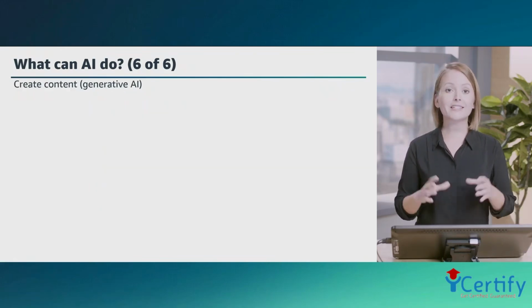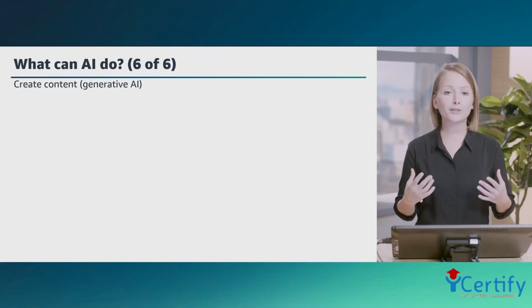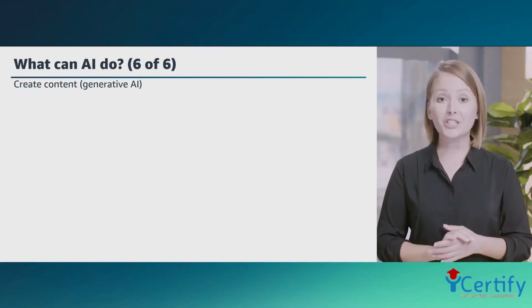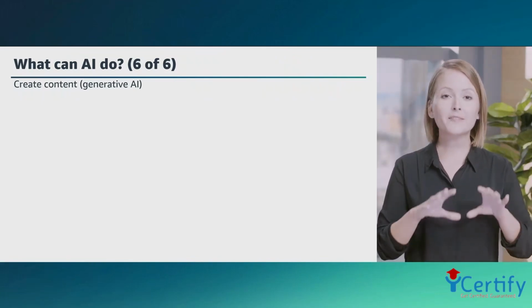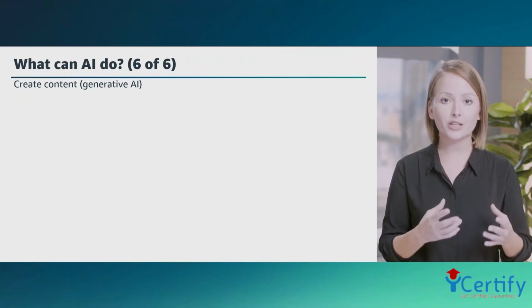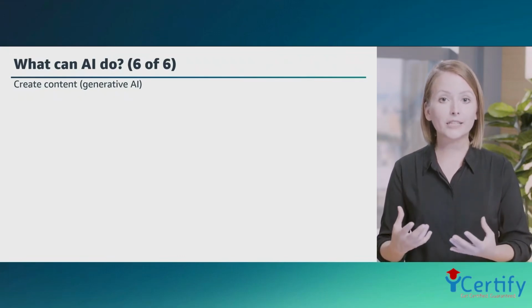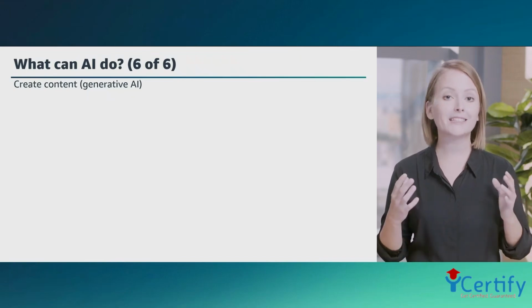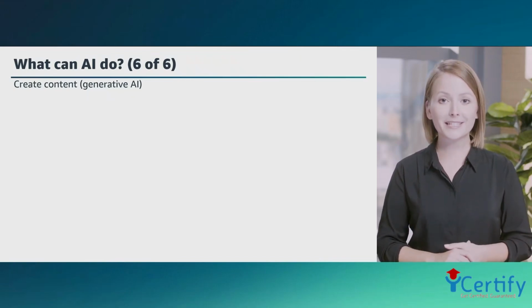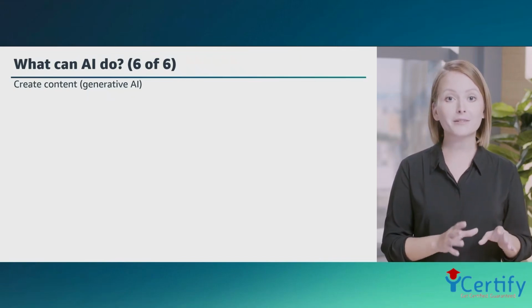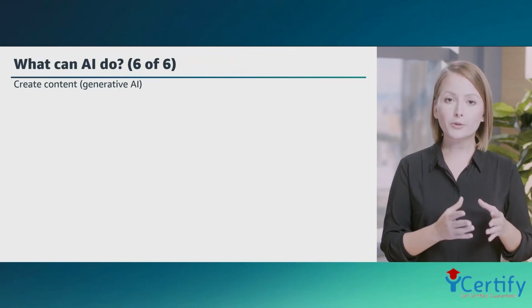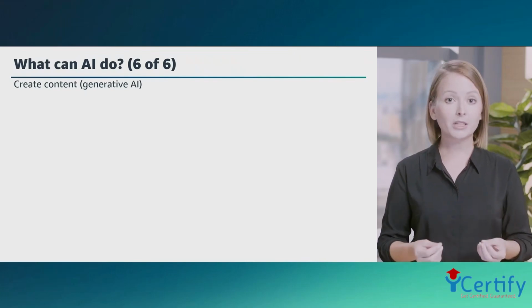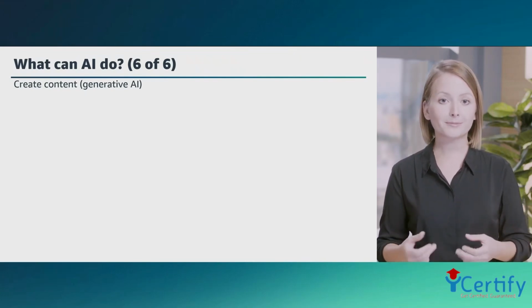Generative AI is the next step in artificial intelligence. Generative AI can have seemingly intelligent conversations and generate original content like stories, images, videos, and even music. Here is an example that uses Amazon Bedrock. When you use generative AI, you typically start with a prompt.